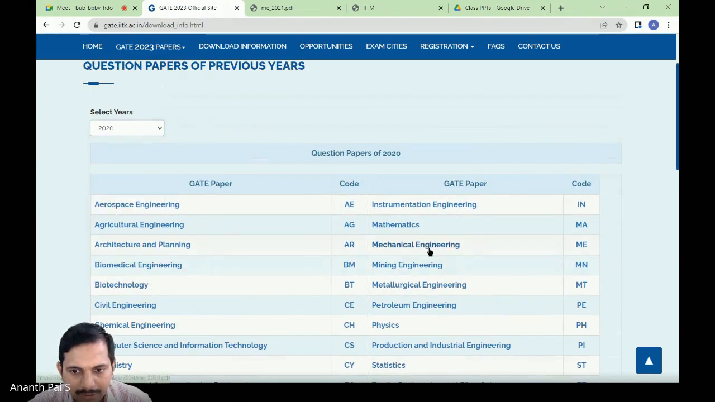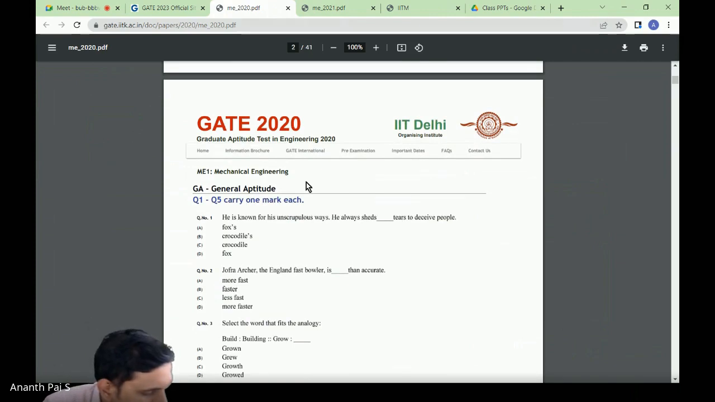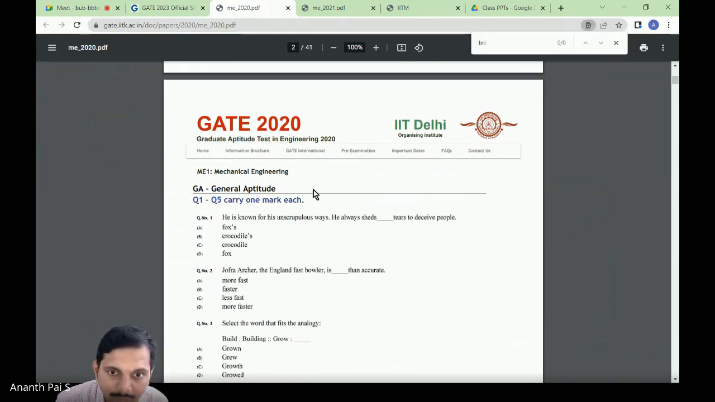2020 Mechanical set 2, the brick wall. Let us go with the brick.